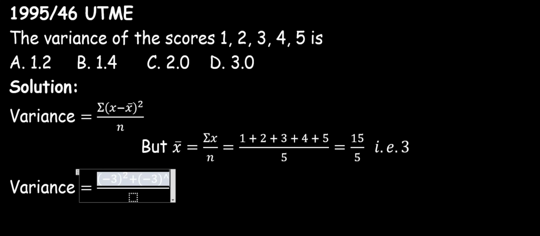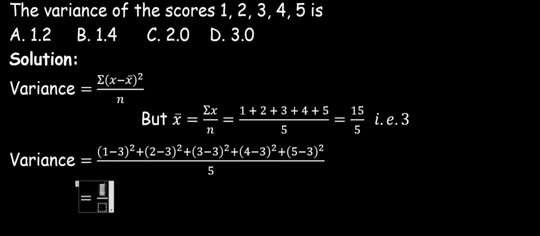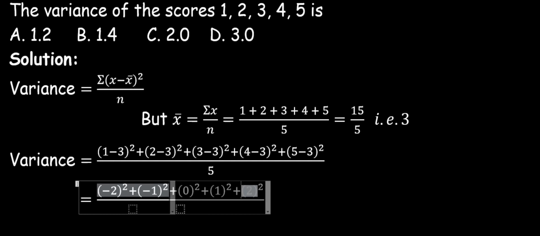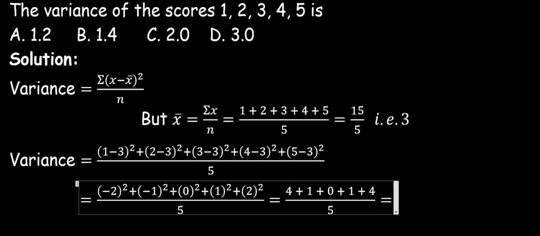we are subtracting the mean from each of the values. Then in the second case, plus (2 minus 3) squared, plus (3 minus 3) squared, plus (4 minus 3) squared, plus (5 minus 3) squared, all over 5. That will give us (minus 2) squared, plus (minus 1) squared, plus 0 squared, plus 1 squared, plus 2 squared, divided by 5. And that result is the same as 4 plus 1 plus 0 plus 1 plus 4 divided by 5. And that is the same thing as 10 over 5, which is 2.0.